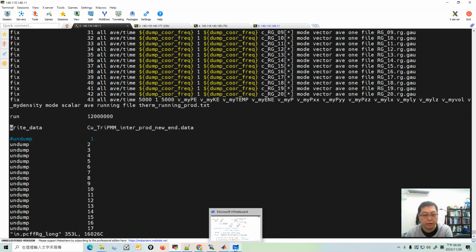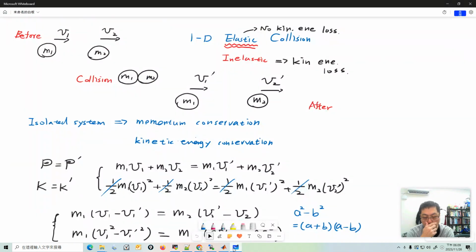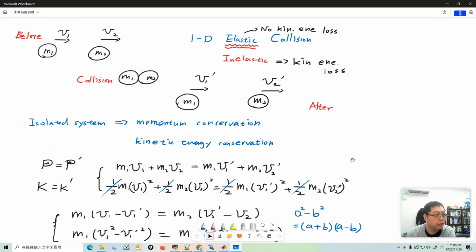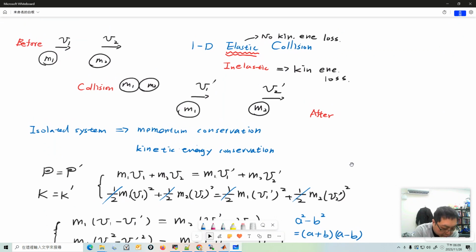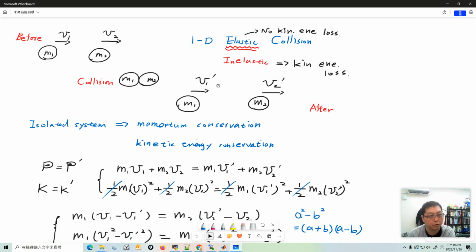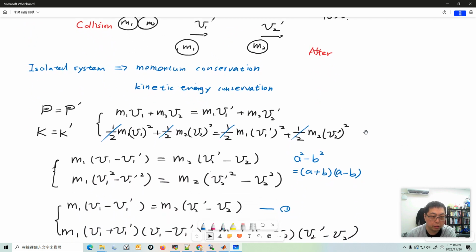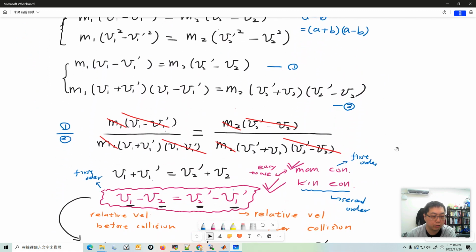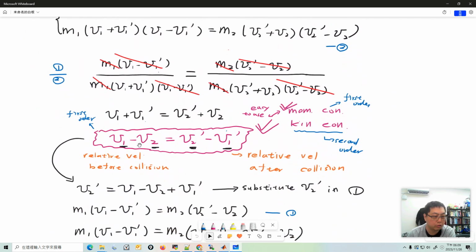Okay, in this video we are going to continue talking about elastic collisions. Last time, in 1D elastic collision, we derived the equation. Suppose we have a 1D collision with initial velocities of these two objects, v1 and v2, and we derived the equation for the velocities after the collision, v1 prime and v2 prime. We also obtained the feature equation of the 1D elastic collision, which relates the relative velocity before and after the collision.